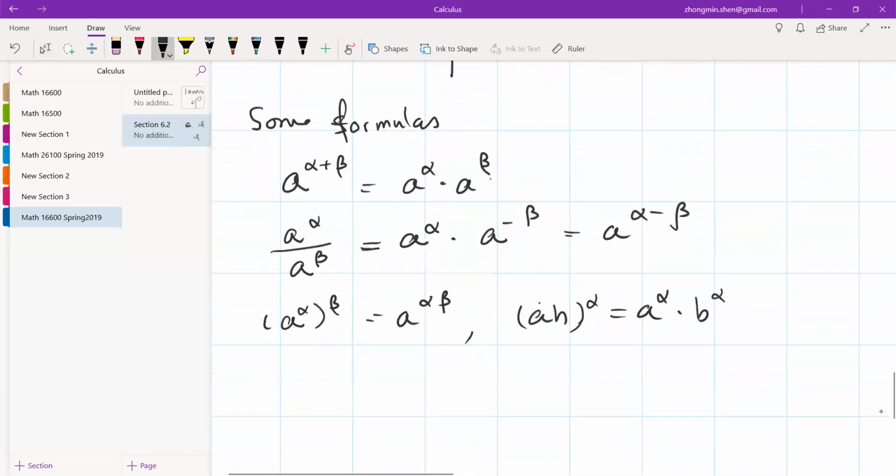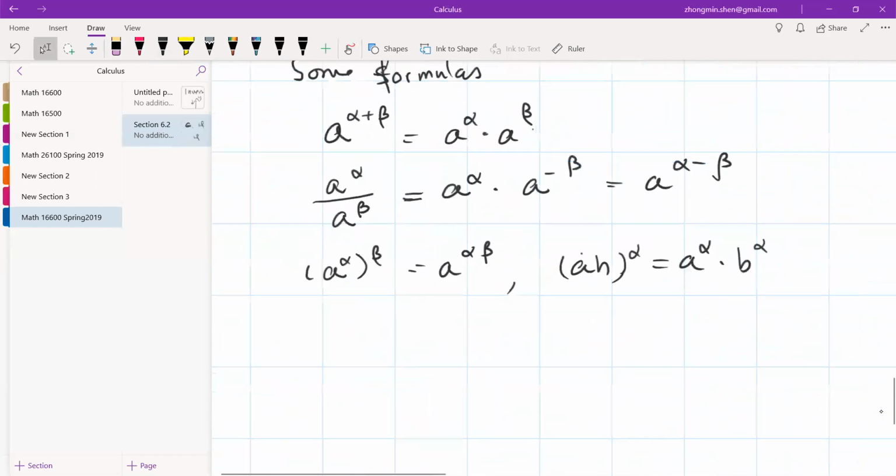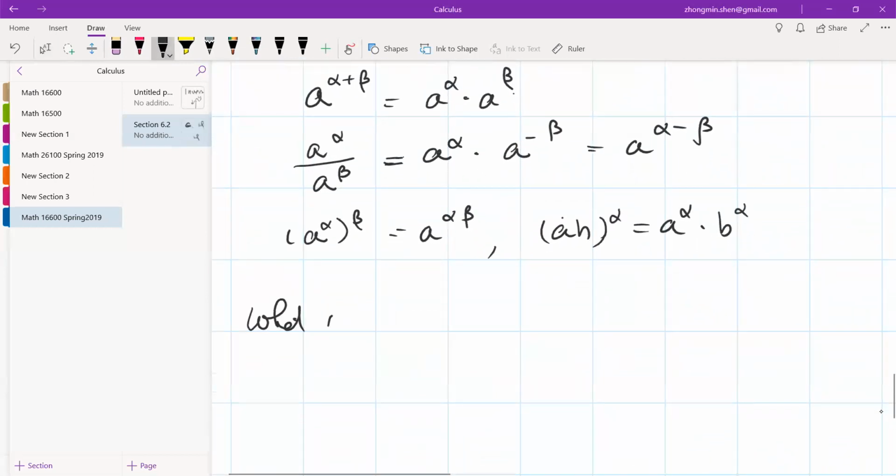Now, in calculus, what is the next step? We want to know what is the derivative of the exponential function. Okay. So the question is, what is the derivative of this function? Okay. We're curious about it, right? When we have x squared, the derivative is 2 times x, right? But this is not a polynomial. It's not a power function. It's an exponential function, right?